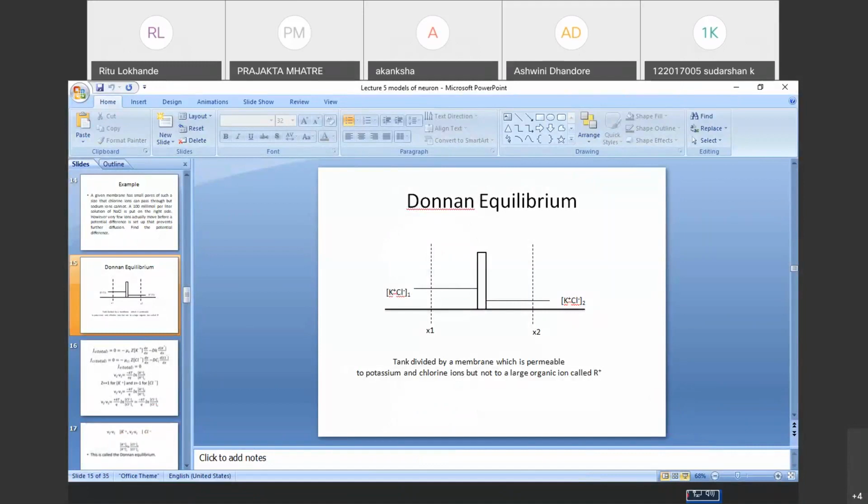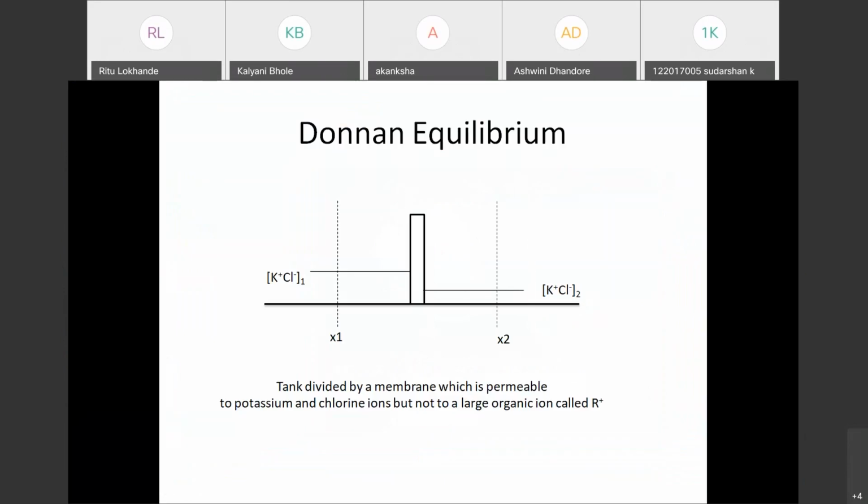So let us start. Shall we revise once so that we'll get the link? We are discussing models of neuron.